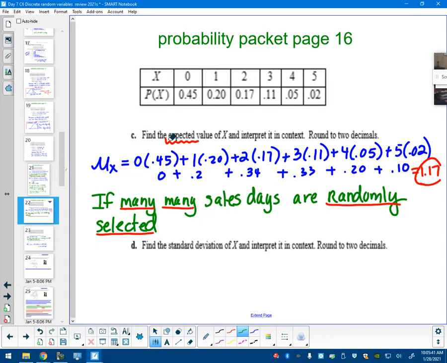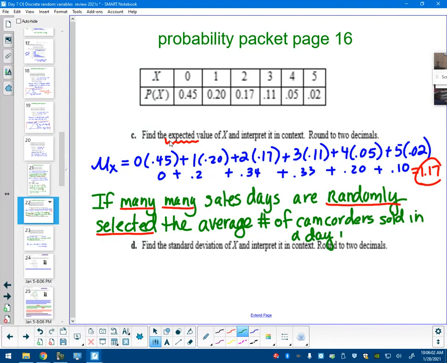All right. If many sales days are randomly selected, the average number of camcorders sold in a day is 1.17 units. Or machines or camcorders, whatever you want to say. So I have underlined the important words there: many, randomly selected, and average. Which also means the word mean.